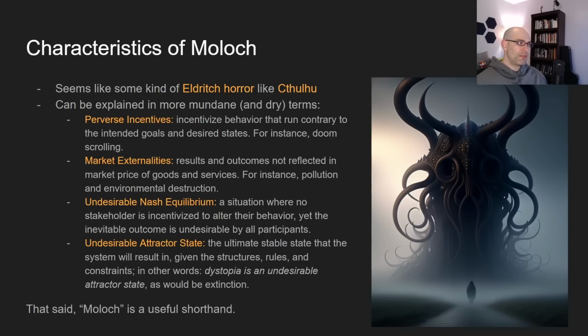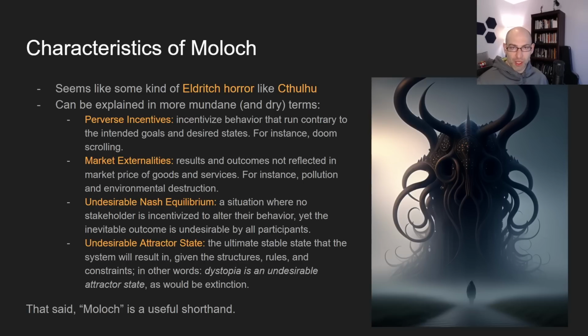So perverse incentives and market externalities, these are market theory concepts that contribute to the concept of the Moloch. That's not the whole picture. An undesirable Nash equilibrium is a situation where no stakeholder or participant is incentivized to alter their behavior. In other words, they are using their optimal strategy, and yet, though everyone is using their own optimal strategy, it will still result in a net loss or undesirable outcomes for all participants anyways.